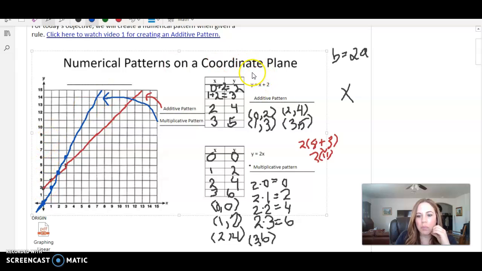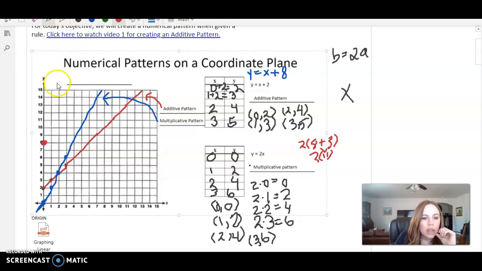Let's say my rule was y equals x plus 8. Well, if I said x is 0, that means I don't go anywhere to the right, then my y is going to be 8. And so then I would know that my pattern is plus 8 because of where it hits on the y-axis.